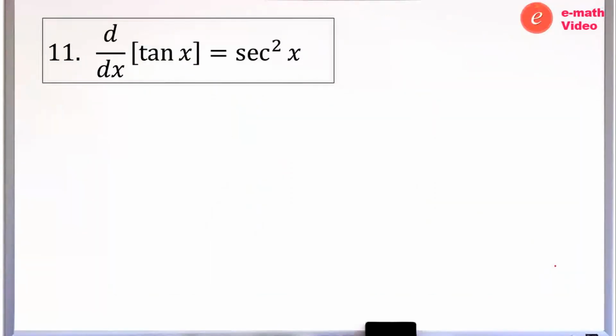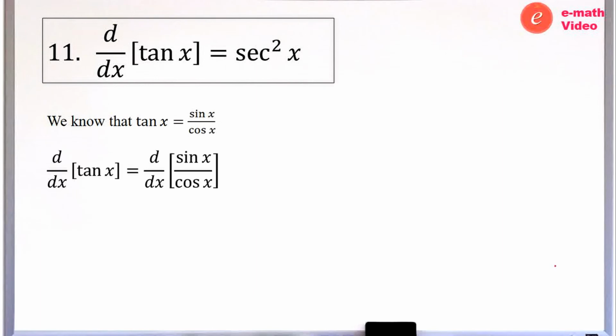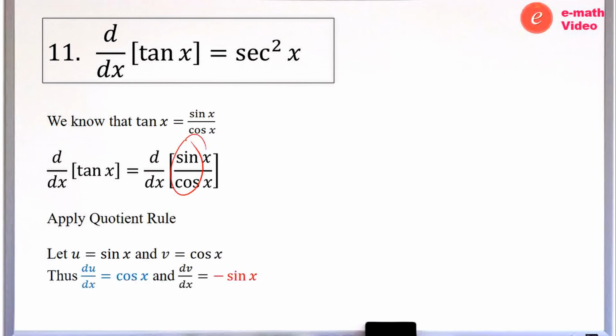Number 11, the derivative of tangent x. We know that tangent x equals sin x over cos x. So the derivative of tangent x will be the same as the derivative of sin x over cos x. This is a quotient, right? So we will use the quotient rule. Let u equal sin x and v equal cos x. Thus, du over dx equals cos x and dv over dx equals negative sin x.